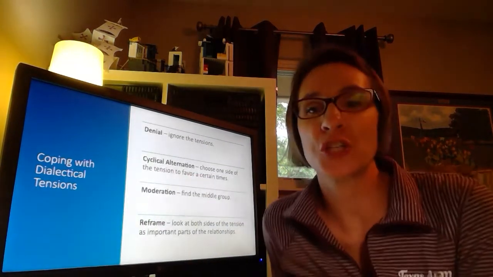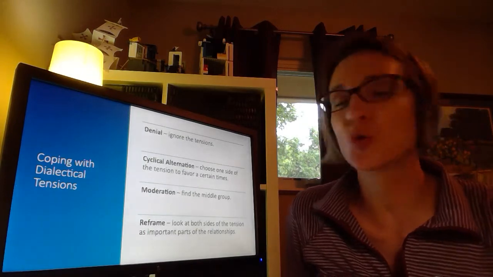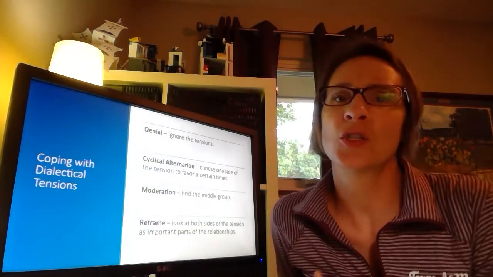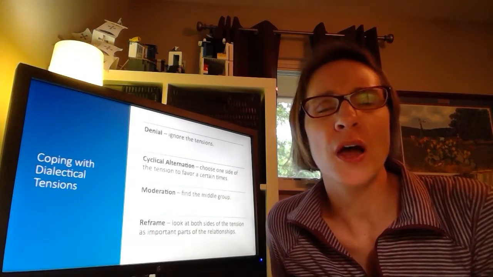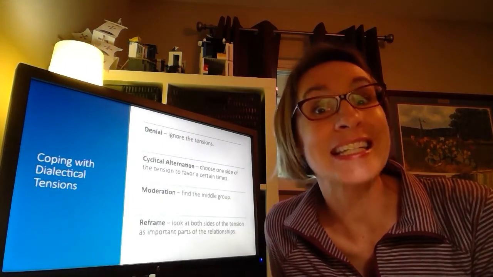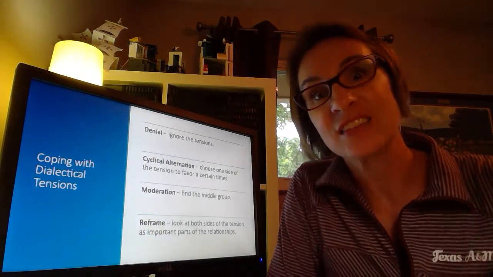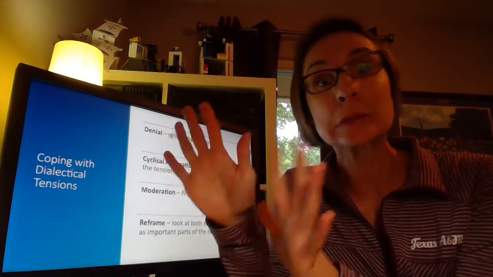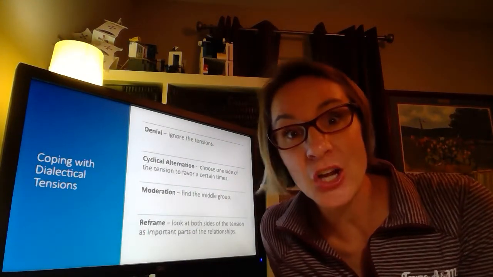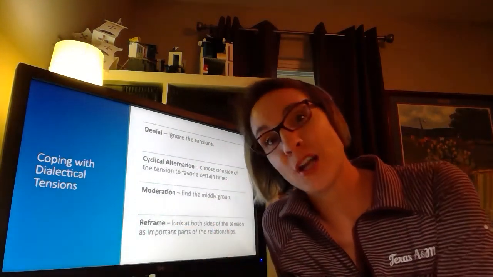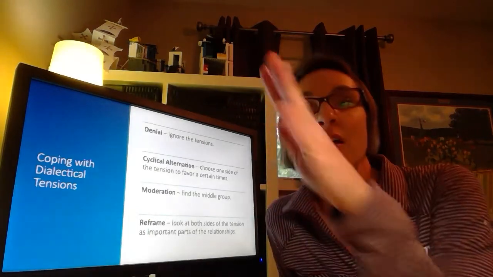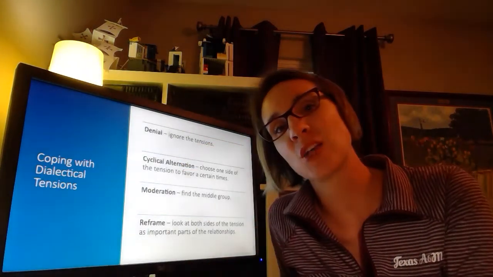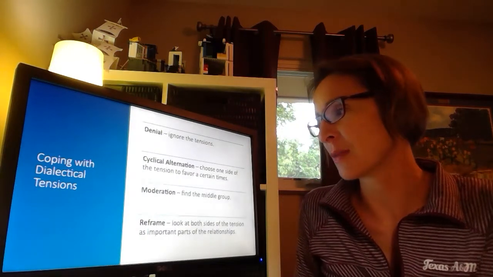There's cyclical alternation, and this is where we choose one side of the tension or another at certain times. So maybe we're feeling distant or far away from each other, disconnected, so we'll favor connectedness for a time. And then there might be someone who says, you know what, we're spending a little bit too much time together, so we value some autonomy. It's a cycle. Everything cycles. We can value connectedness, and then we can value autonomy.